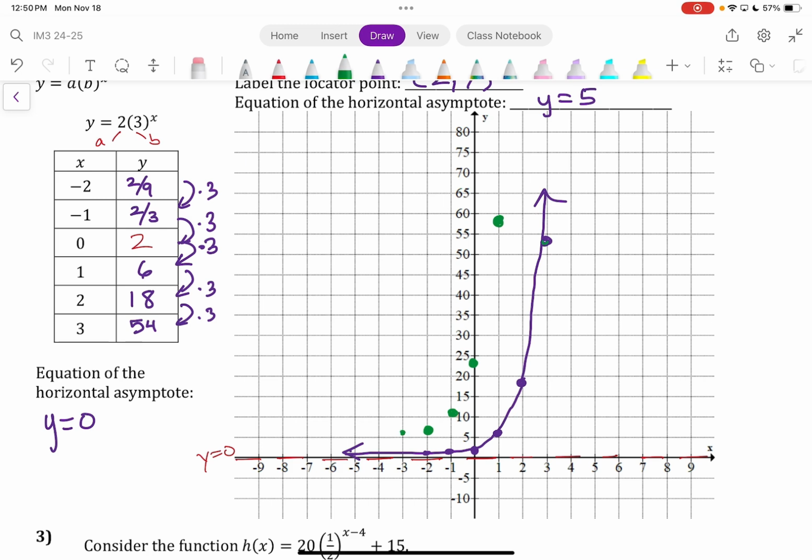And then we're going to get really close here. Connect the points, of course. As we go to the left, you get really, really close to your new horizontal asymptote, but you cannot cross it. Your new horizontal asymptote is y equals +5. Don't forget to label your locator point. Your locator point is -2, comma 7, which is this point right here.